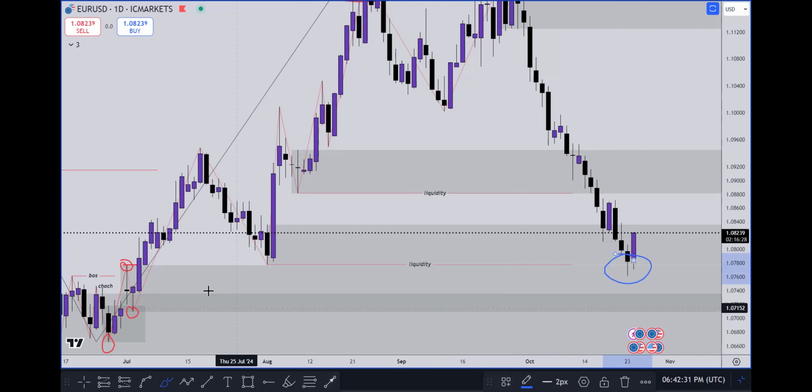Again, you want to wait for the market to sweep liquidity into a demand level. Then you want to see lower time frame confirmations in real time.